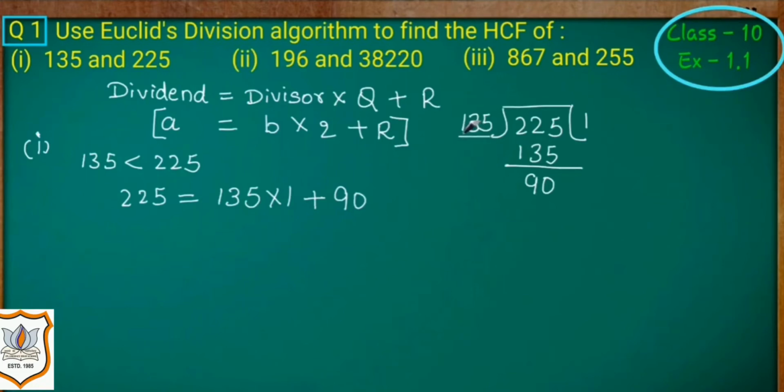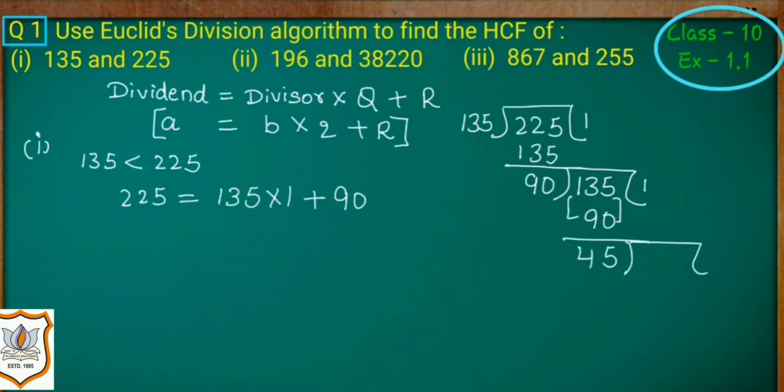Now the next step: this 135 is shifted to the lower side, which is again divided by 90. So 90 into 1. We get q equals 1, and 135 minus 90 gives us 45. Now again I have to divide with this 90. So before that I can write 135 equals 90 into 1 plus 45.